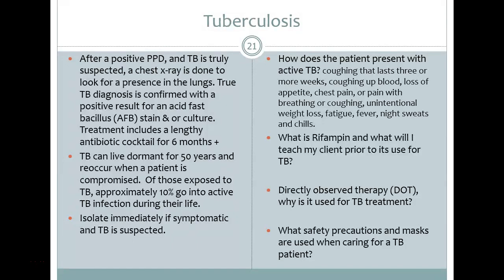Again, if we suspect a patient to have TB, we need to isolate them immediately if they're symptomatic. So what signs and symptoms are we looking for? We're looking for coughing that lasts more than 3 weeks or longer, especially if they're coughing up blood. Again, there is loss of appetite and unexplained weight loss, chest pain, pain with breathing or coughing, fatigue, fever, night sweats, and chills.